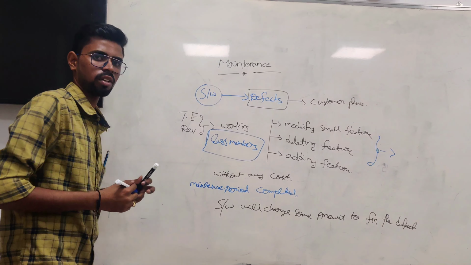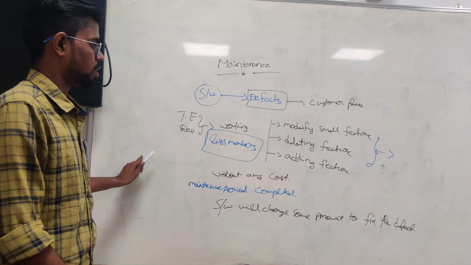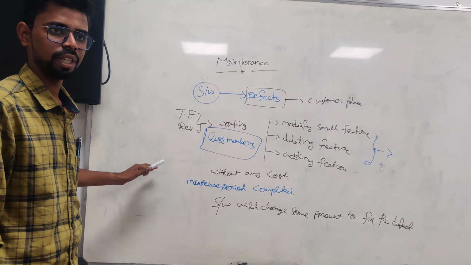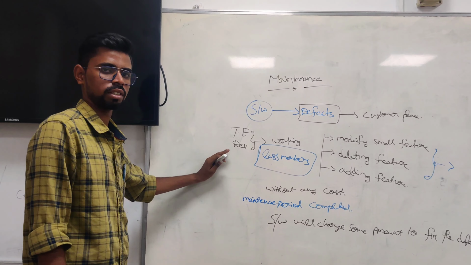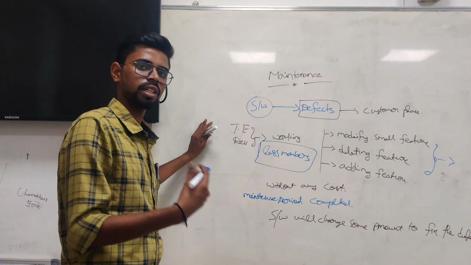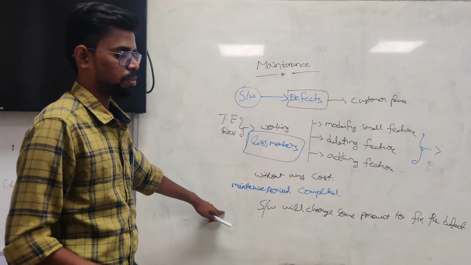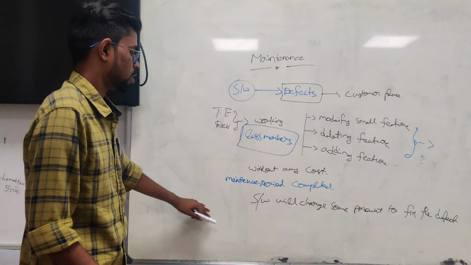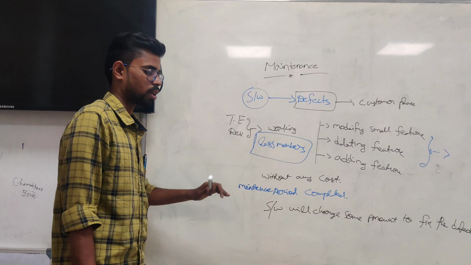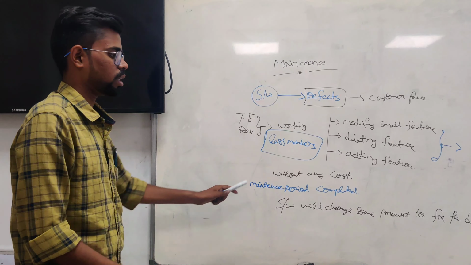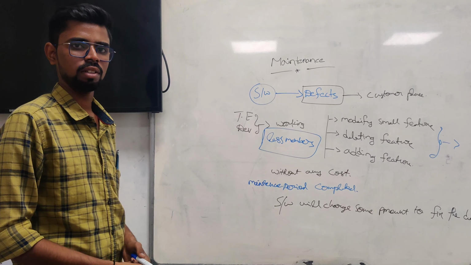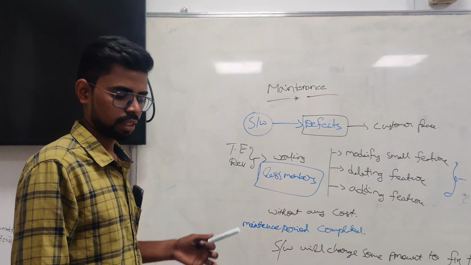If the defects are found in the maintenance period, the company does not charge any cost to fix them. Once the maintenance period is completed, that means the agreement is completed. If the customer finds any defects, he will ask the same software company to fix that defect. The software company will charge some amount to fix it. This is the maintenance period, and today's class is this.